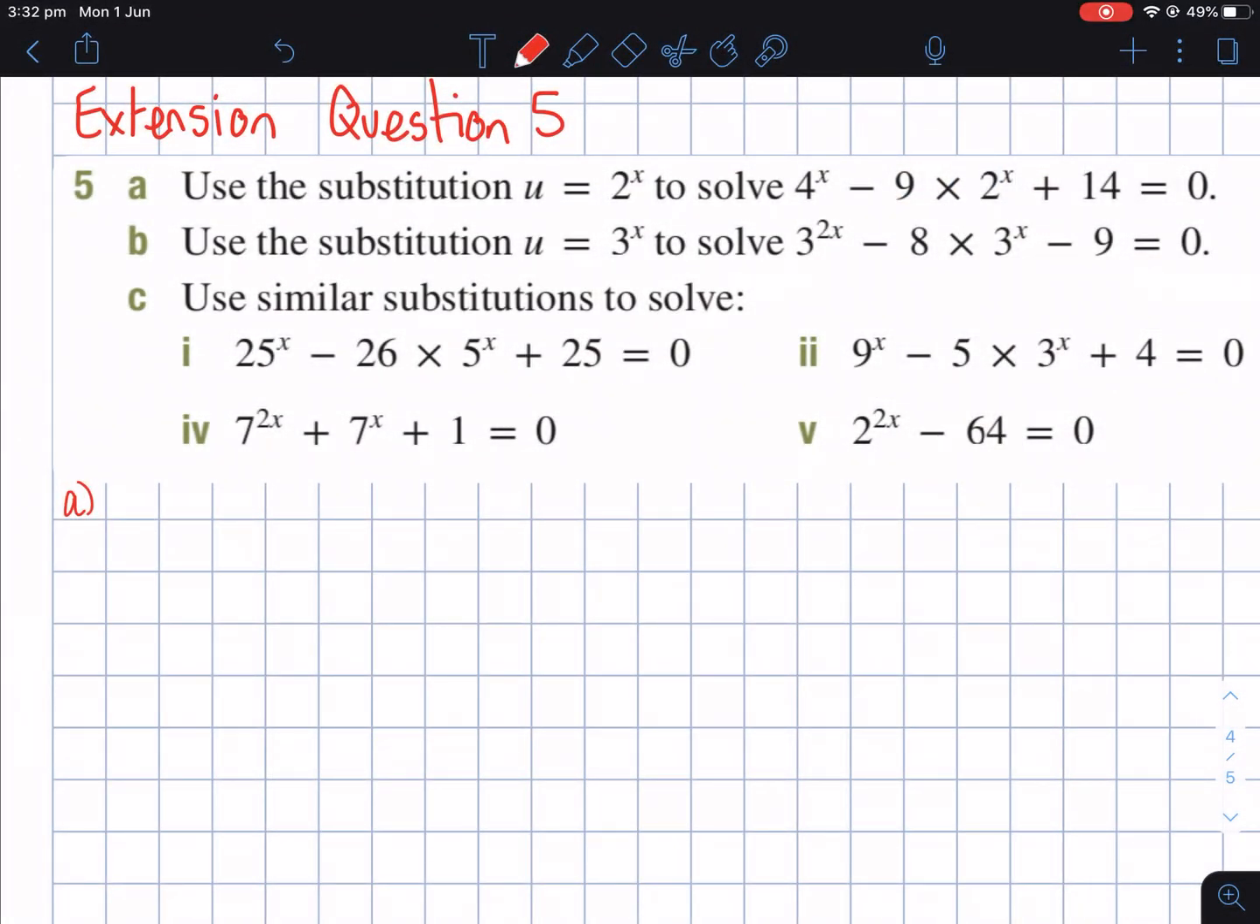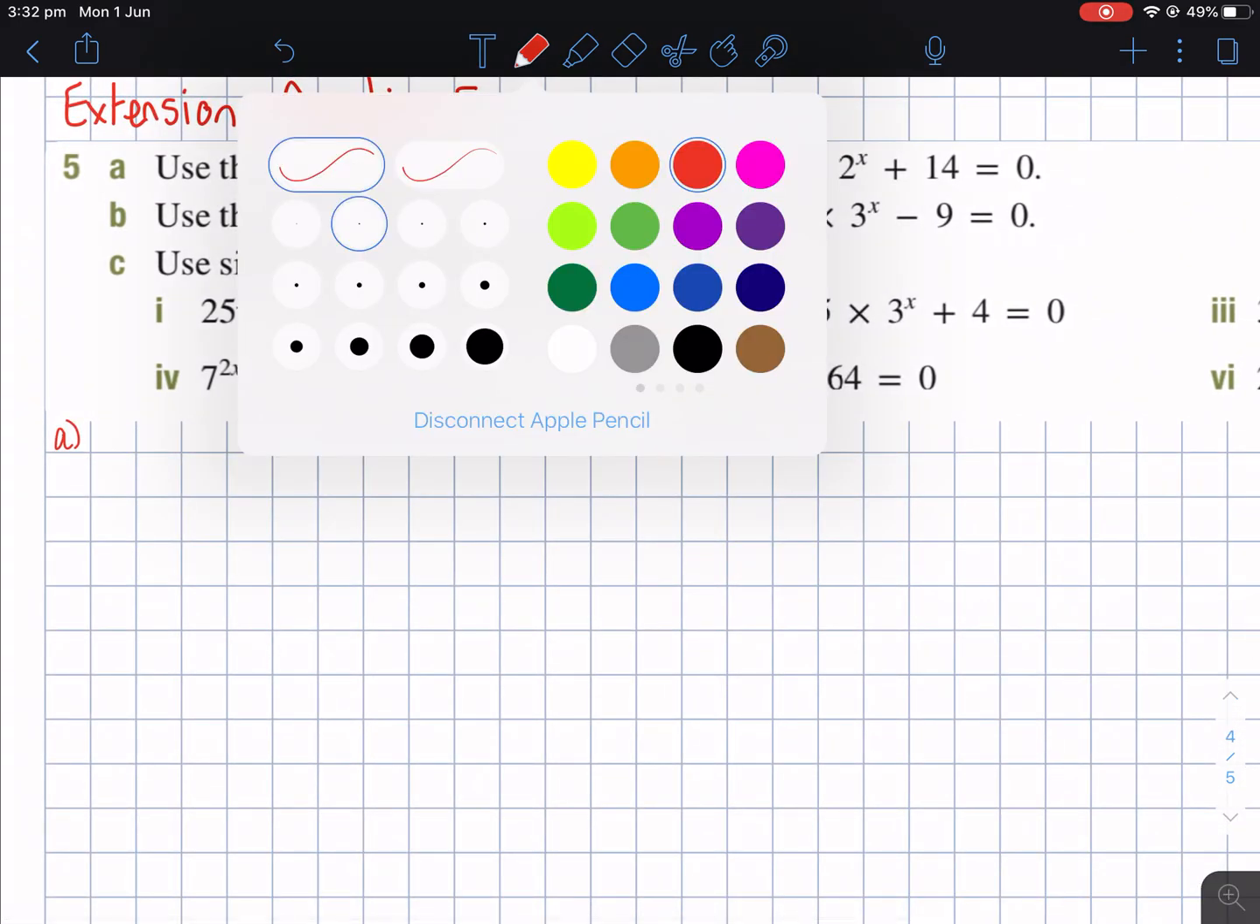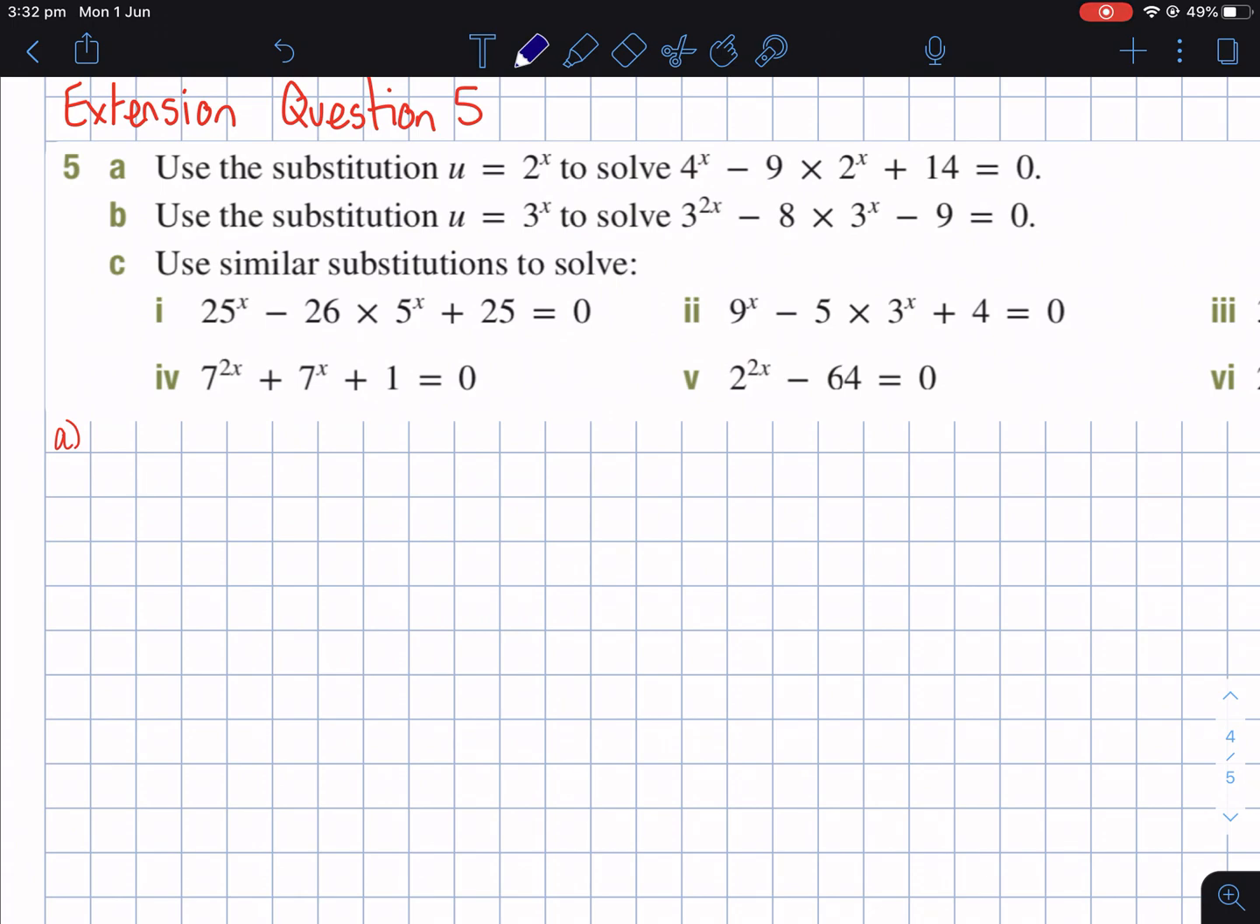Alright, question 5. We've got a few crazy looking equations that we've got to solve. They're not crazy, we'll be solving them the same way as quadratics. But yes, it looks a bit weird. So first of all, we've got 4 to the x, take 9 times 2 to the x, plus 14 equals 0. And eventually with these, we want to end up with ax squared plus bx plus c equals 0. Then we can use the quadratic formula or we can factorize.